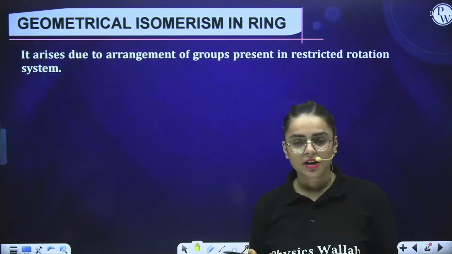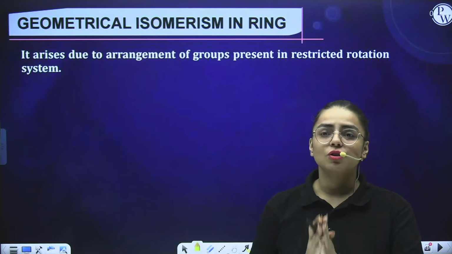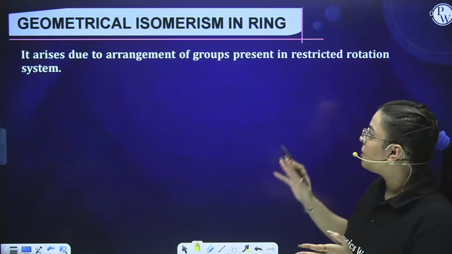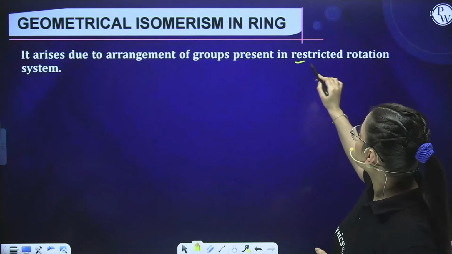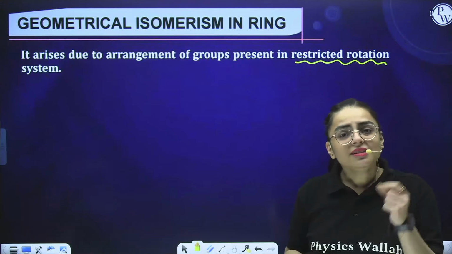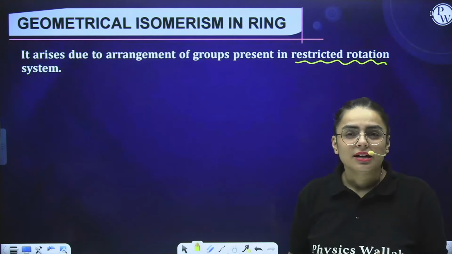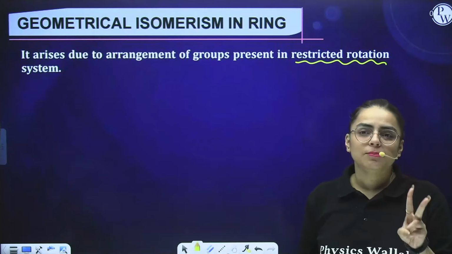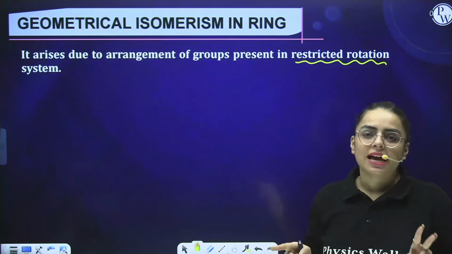Now let us see the next topic, that is geometrical isomerism in ring. Now we have seen in double bond. Now comes the case of ring. Now students, if I talk about ring again, the first thing I need to remember is that a restricted rotation system should be present. The second thing which I need to remember is that at least two sp3 members of the ring must be disubstituted.